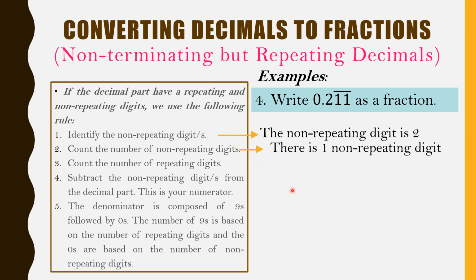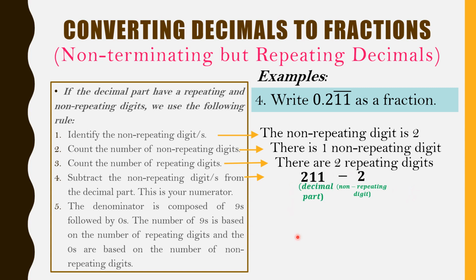Number 3, count the number of repeating digits. So there are 2 repeating digits because we have 2 ones. And then number 4, subtract the non-repeating digits from the decimal part. So that will be our numerator. Our decimal part is 211. We are going to subtract our non-repeating digit, which is 2. Okay, so that is how it will look like. 211 minus 2, that is 209. That will be our numerator.